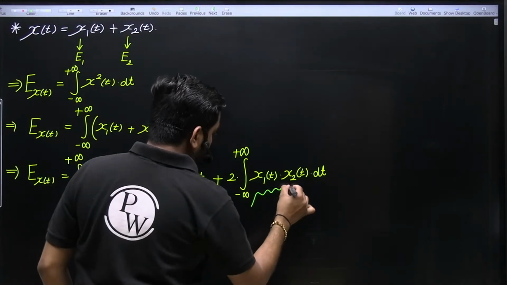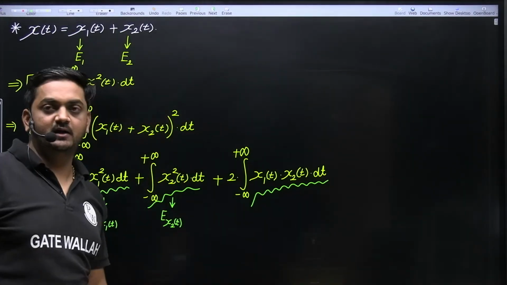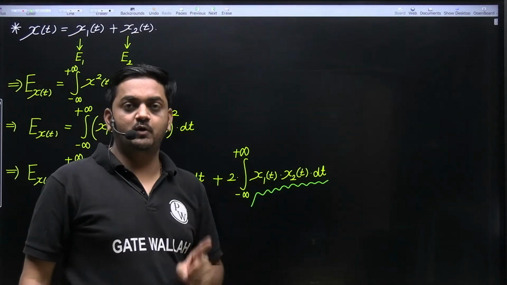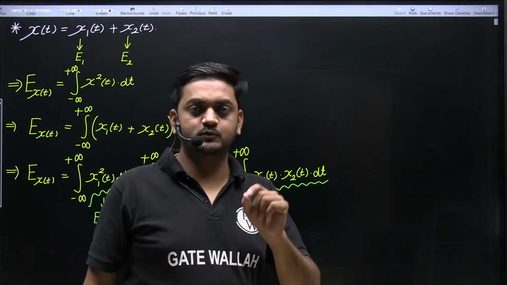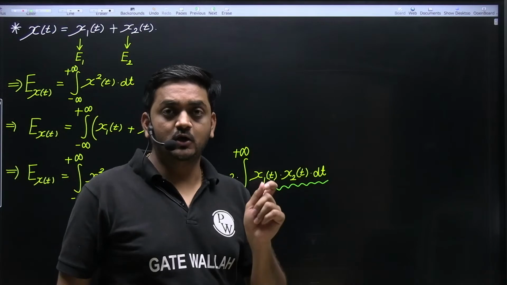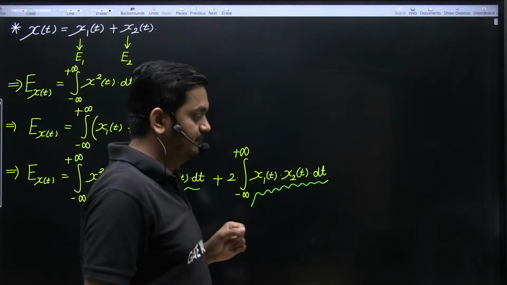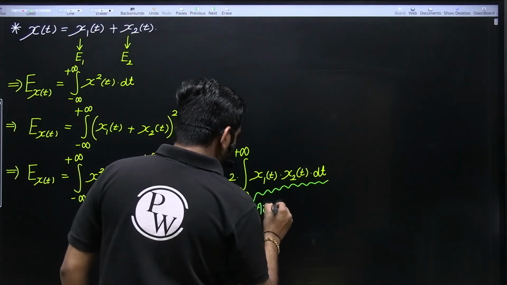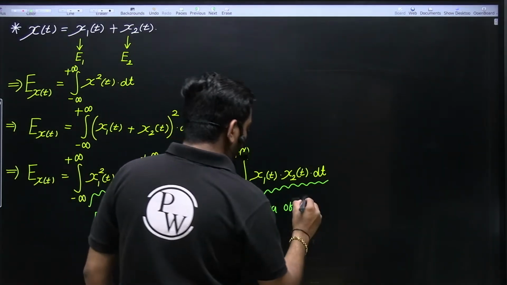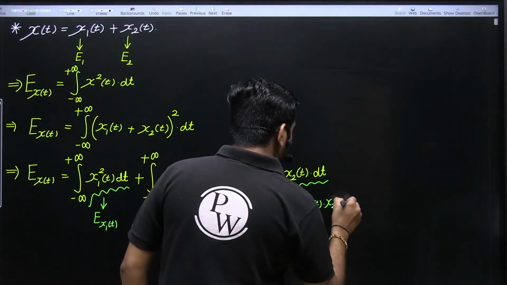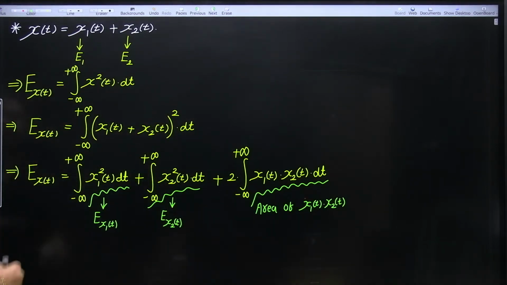This is nothing but area. Integration means total area. So the area of x1 into x2. First of all we have to multiply x1 and x2, signal multiplication. Then we have to find the total area of the multiplied signal. So this is nothing but the area of x1 of t into x2 of t.